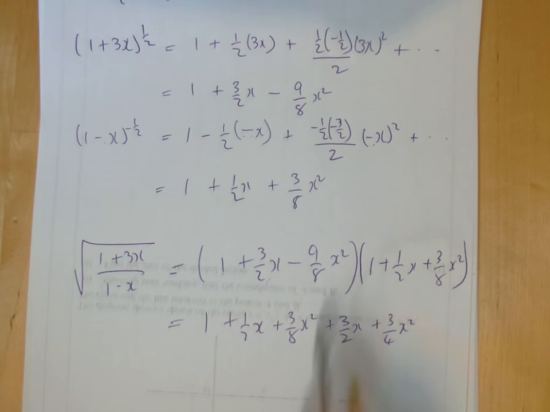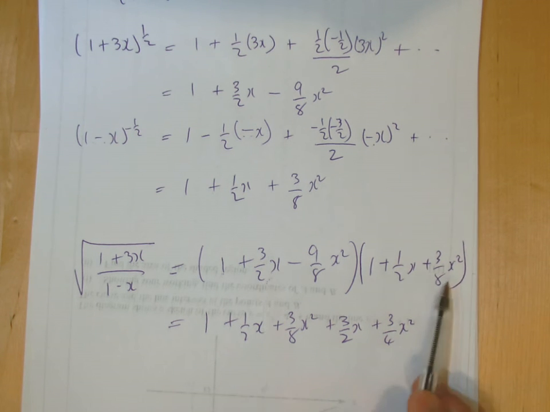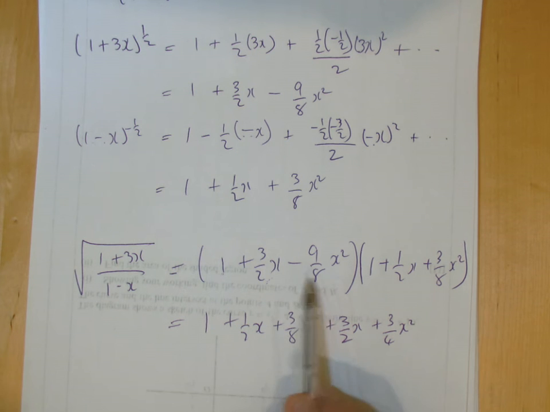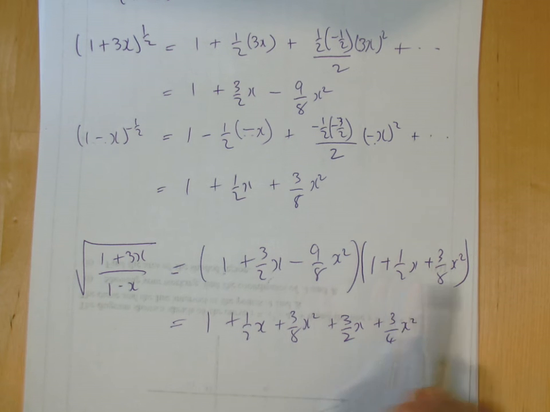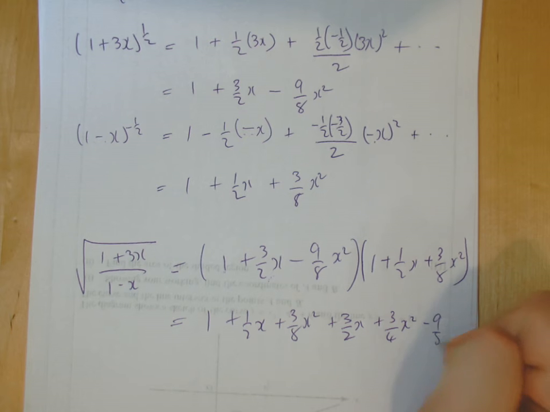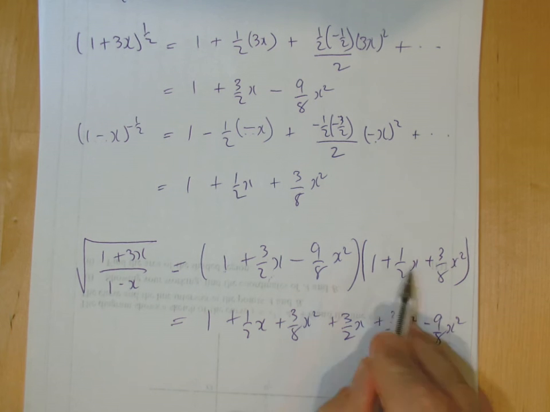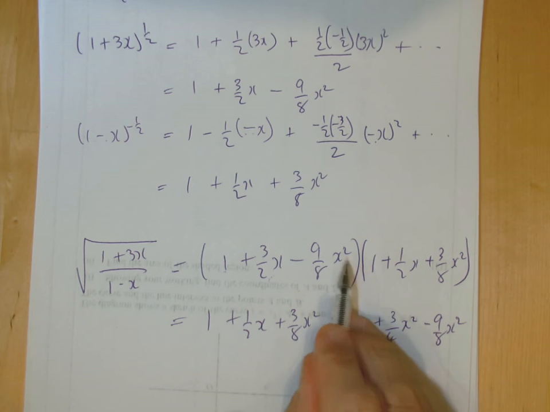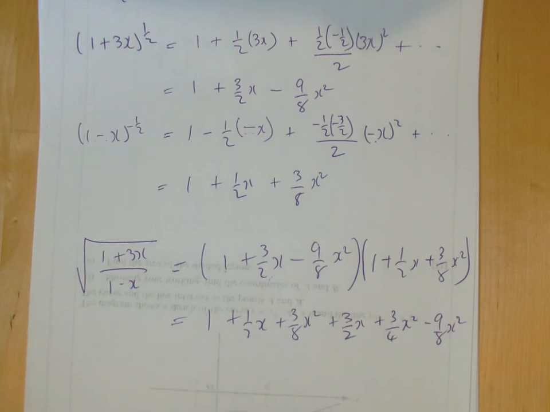And then I can stop. I don't need to do that times that, because it gives me an x cubed term, and I don't need an x cubed. Moving on to the last term in the bracket is even easier, because I multiply it by everything in here. If I do that times that, I get minus 9/8 x squared. But this times this I don't need to do, because I get x cubed, and this times this I don't need to do, because I get x to the power 4.